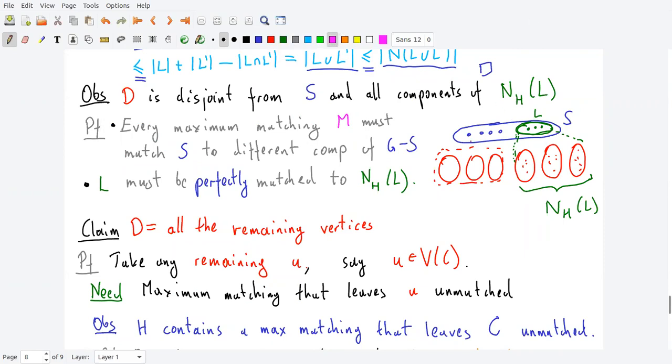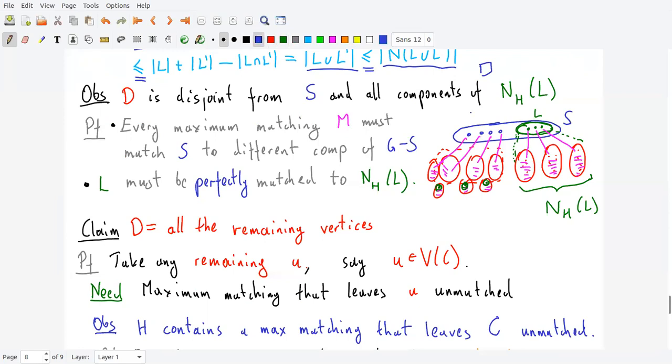Well, we argued in the proof of the Tutte-Berge formula that this maximum matching needs to match S perfectly. It needs to match the vertices of S to different components of G minus S. And then in some of the components that were left over, because of this deficit being positive, there must have been some vertices unmatched. And apart from this, there must have been perfect matchings inside. So this is how a maximum matching must look according to our proof of the Tutte-Berge formula, because that's the only way we leave only the deficit number of vertices unmatched.